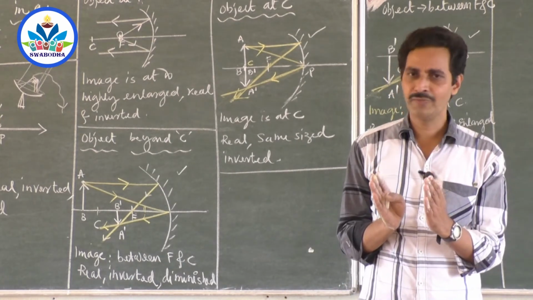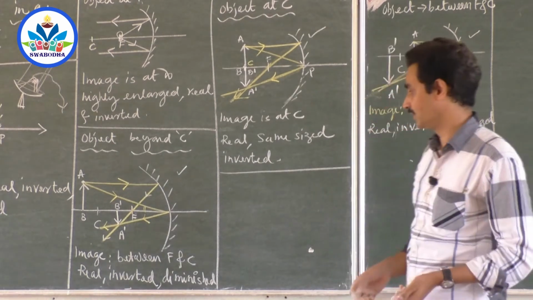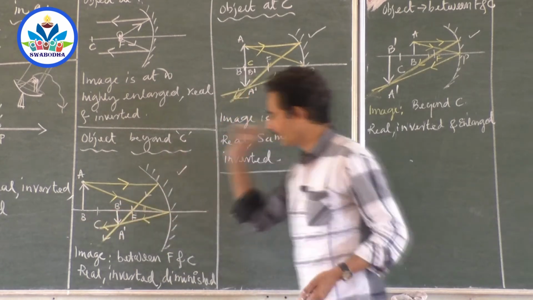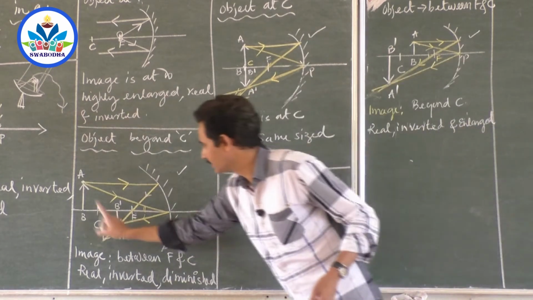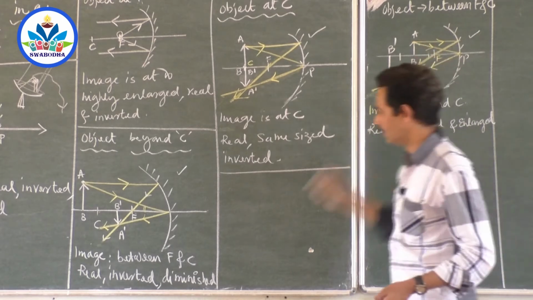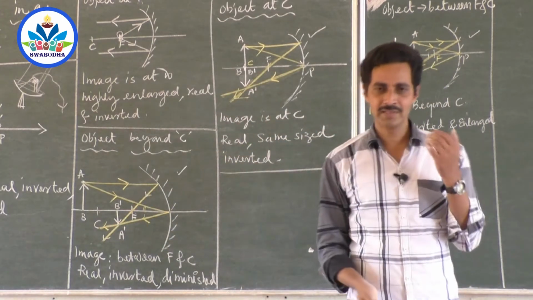Whatever is between F and C should be diminished, whether it is object or image. So between F and C, everything is diminished. Beyond C, whatever you get should be enlarged. Beyond C, image enlarged. Beyond C, object enlarged. Between F and C, object small. Between F and C, image small. So it is just opposite cases.